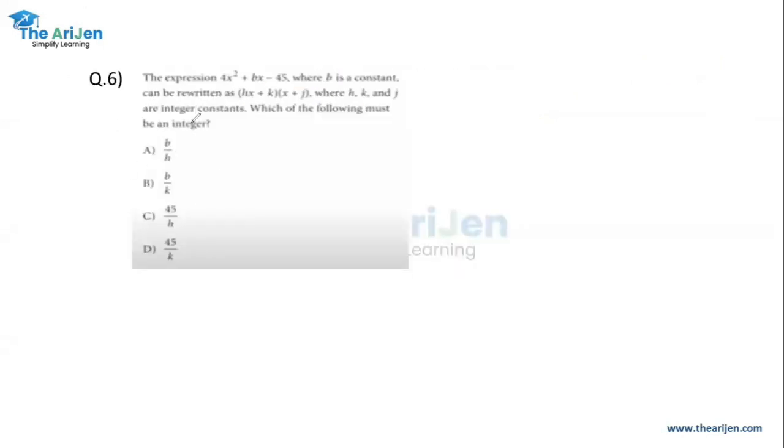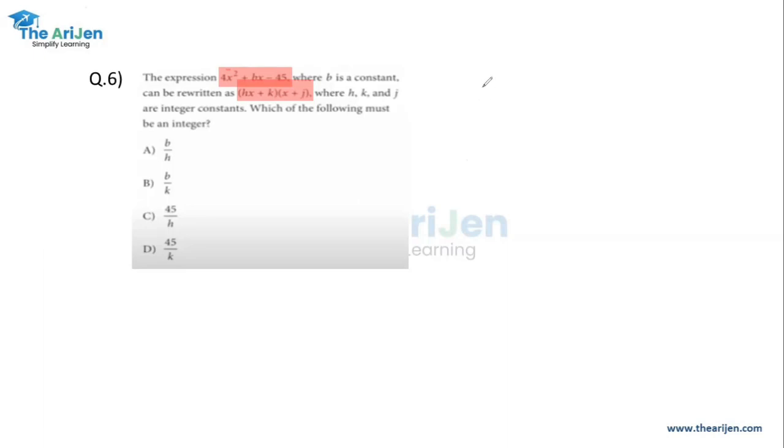It says that the expression this, where b is a constant, can be written as this, where h, k, and j are integer constants. Which of the following must be an integer? Okay, now let's see what's given to us. This value is given to us.